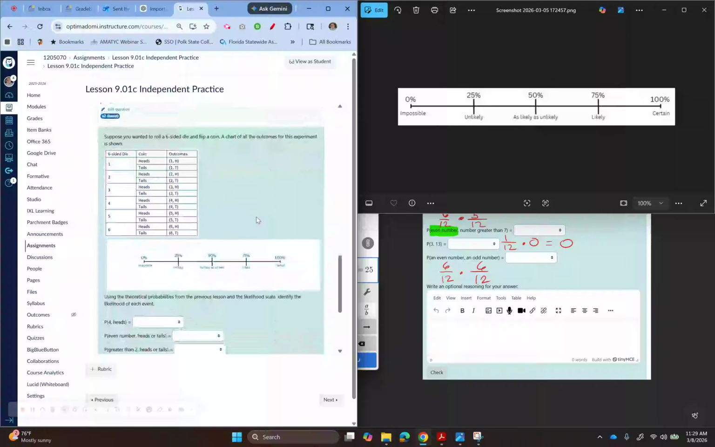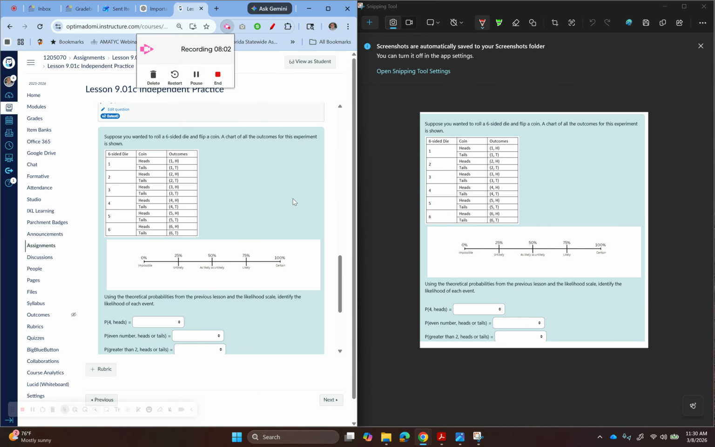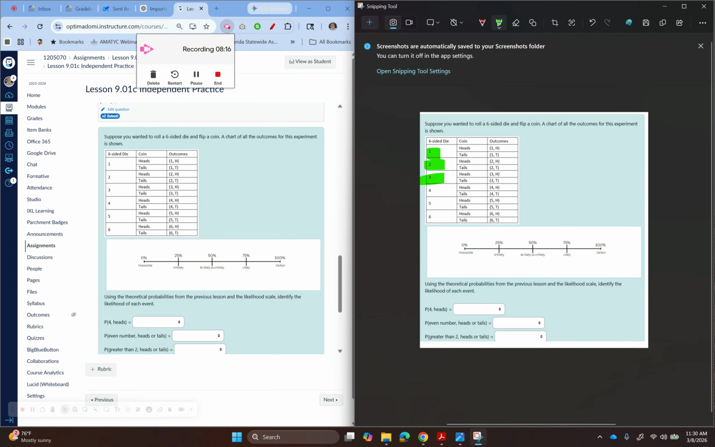Okay, let's do problem number 3. Let me take a screenshot. So here is question number 3. They're asking you what's the probability. So you're going to roll a 6-sided die first. So you have the option, you're going to get a number from 1 through 6. That's why you see this right here. Okay? And after you roll a 6-sided die, then you're going to flip a coin. And that's what you see in the second column here. I'm going to highlight in yellow that you get heads or tails.